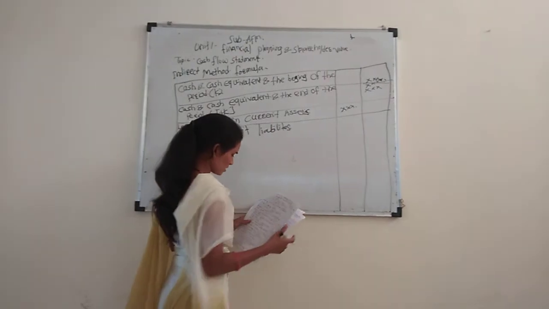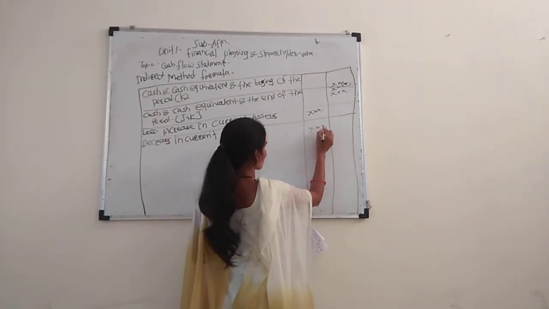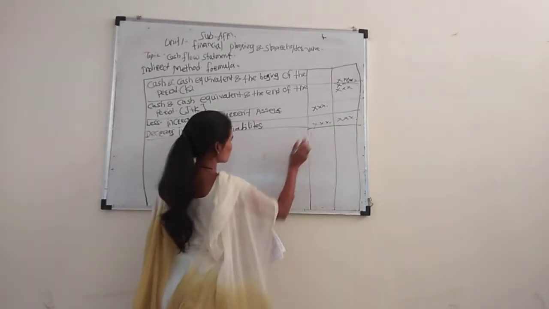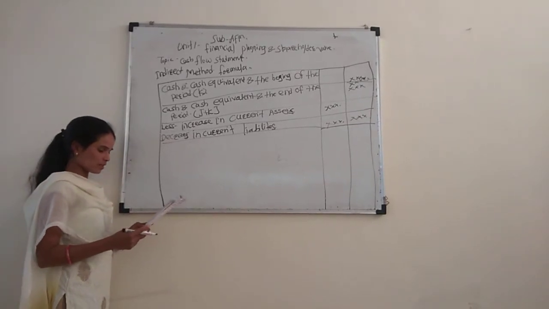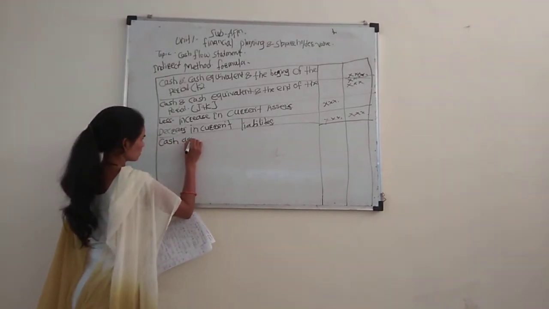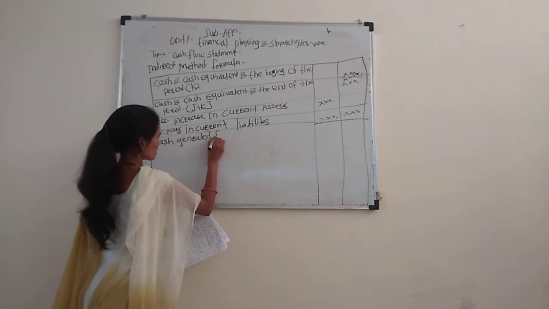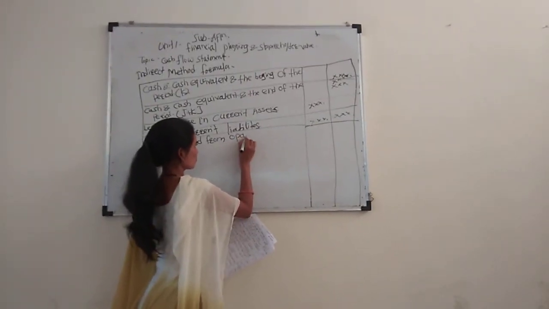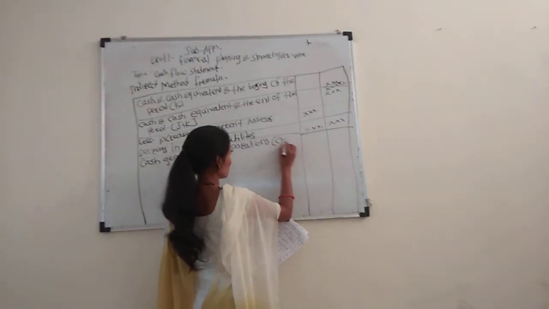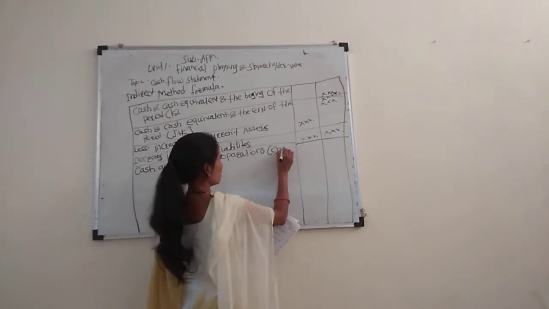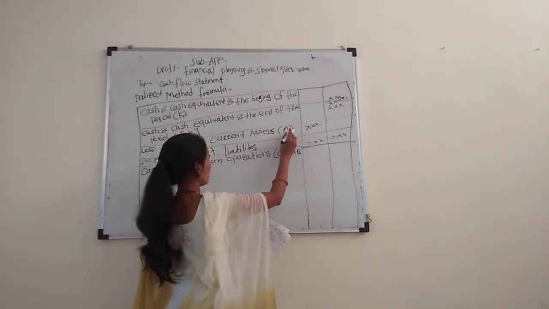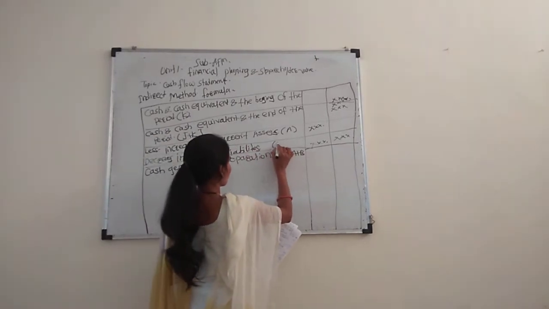Current liabilities, this amount in this column, and the total in the final column. The next one is cash generated from operations. This is called C. C is equal to A plus B, where the increase in current asset is called A, and the decrease in current liability is called B.